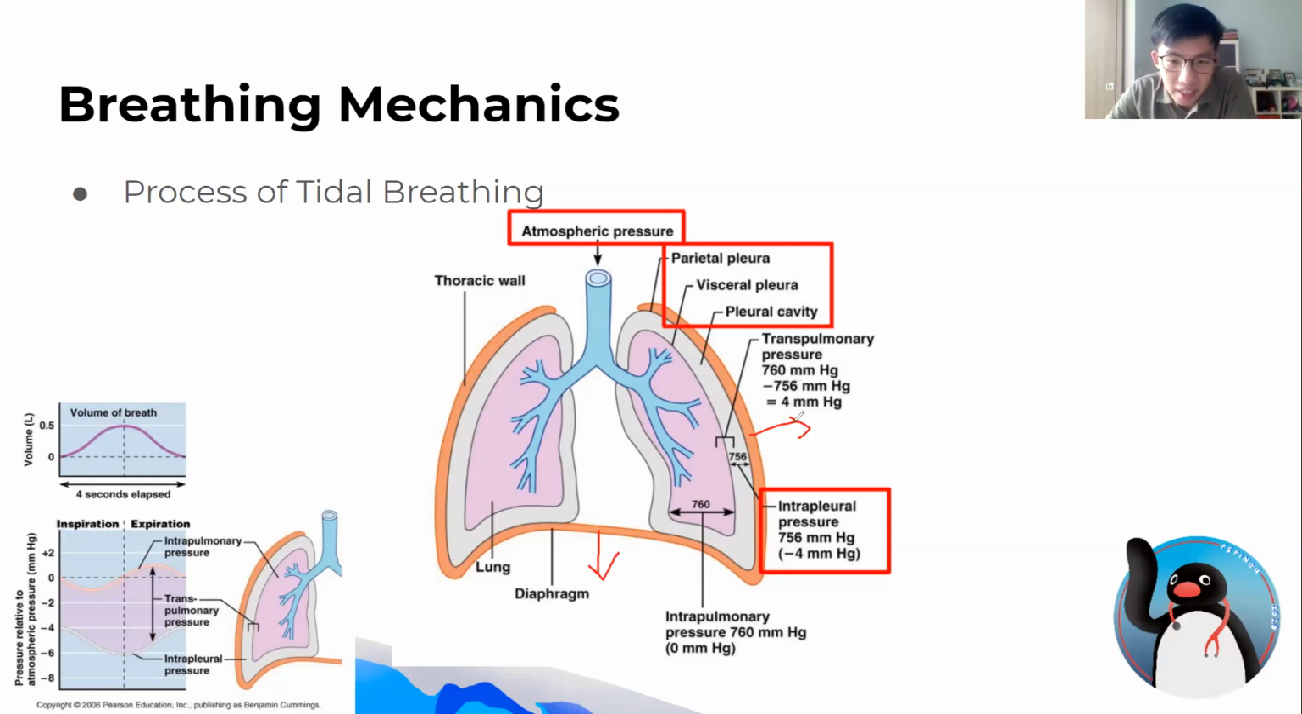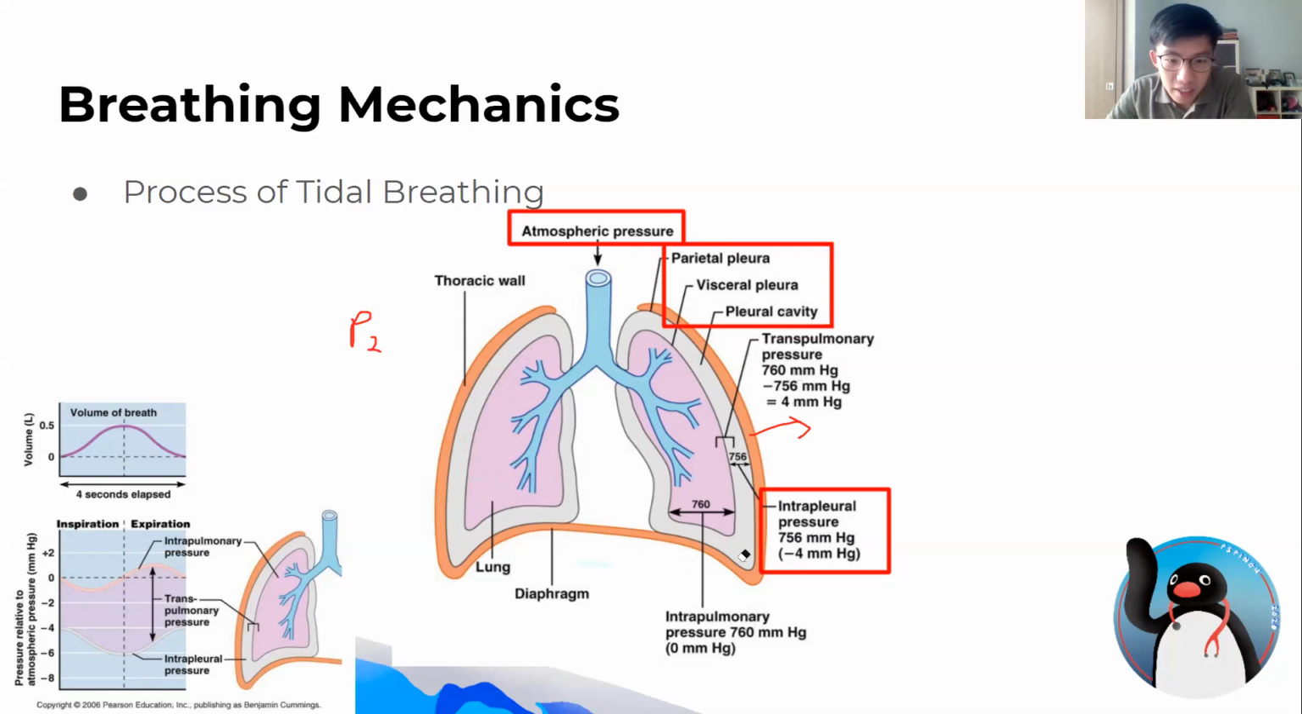And the mechanism it goes through is this: if you expand the thoracic cavity, the pressure within the thorax actually decreases in relation to the outside atmosphere. Because of that, air flows in from an area of higher pressure to an area of lower pressure in order to equilibrate, per Boyle's Law. So that will cause air to move in until P2 is equal to P1.